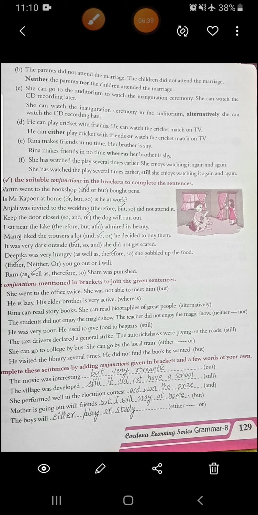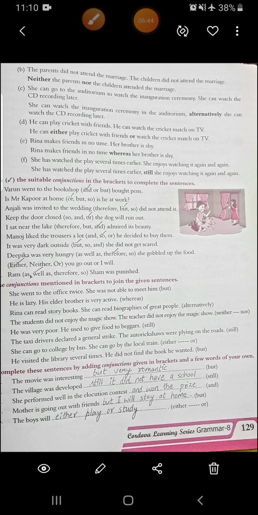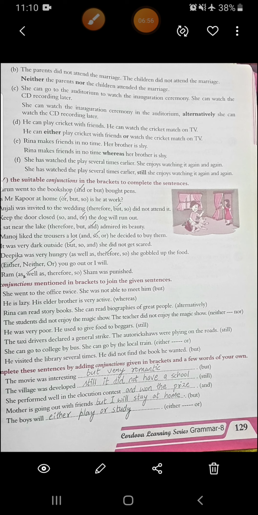Then D example, he can play cricket with friends. He can watch the cricket match on TV. So he has options now. So here we are using either and or. See, neither and nor are used when both things are not done. Either or, you have either do that or that. Again, there is an option for that. See how it is framed. He can either play cricket with friends or watch the cricket match on TV. So he has an option.